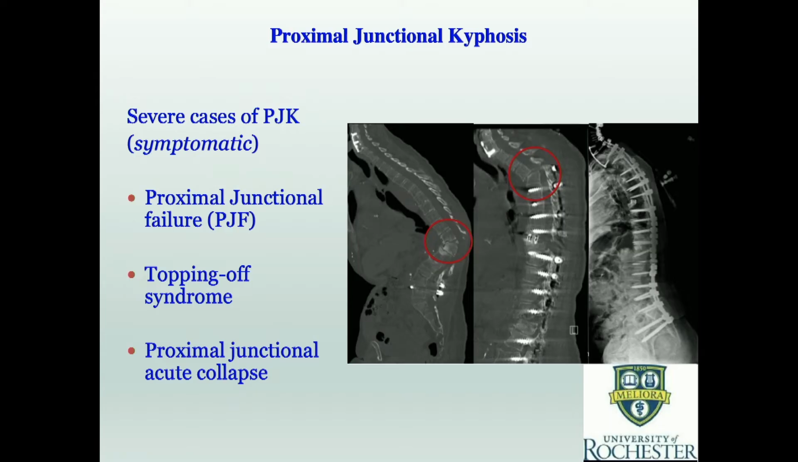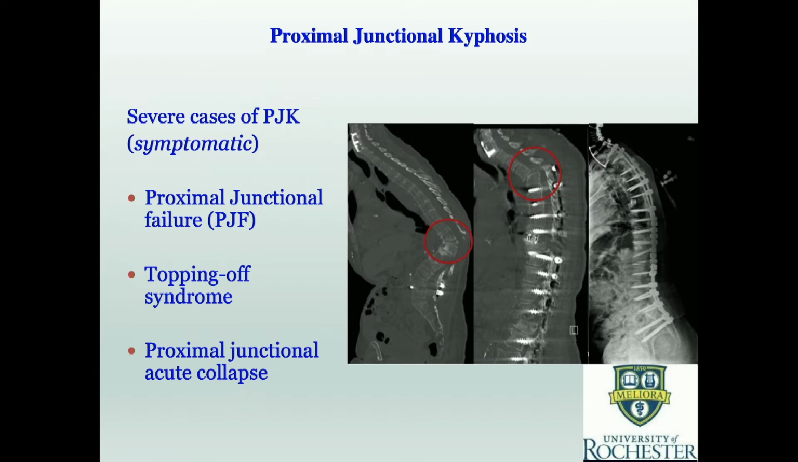If you look at the outcome studies, maybe we should be focusing more on patients who are actually symptomatic, and then you start talking about angles greater than 20 or 15 degrees. Proximal junctional kyphosis is a spectrum, a continuum. And like I said, in most outcome studies, most patients are asymptomatic.